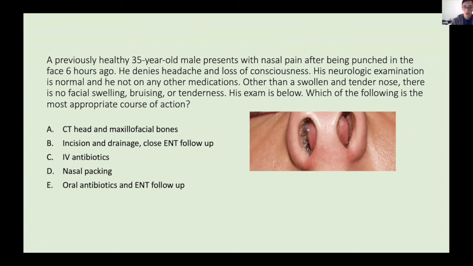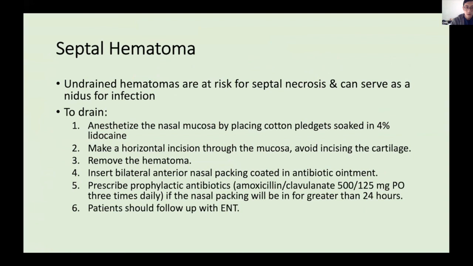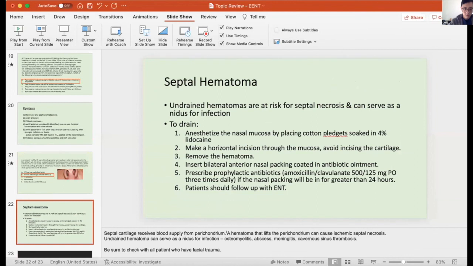So this patient has bilateral traumatic nasal septal hematoma. So you want to incise and drain with close ENT follow-up. So septal hematoma, sorry, I'm going to have to look at that. The septal cartilage receives blood supply from the perichondrium, and if there's a hematoma, it'll lift the perichondrium and cause septal necrosis. So undrained hematomas are a risk for necrosis and can serve as a nidus for infection.